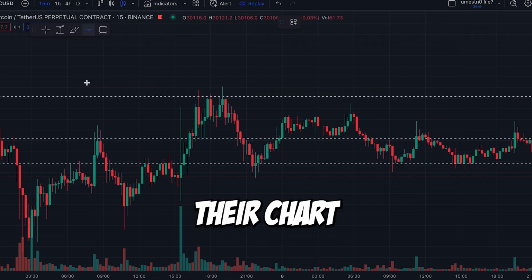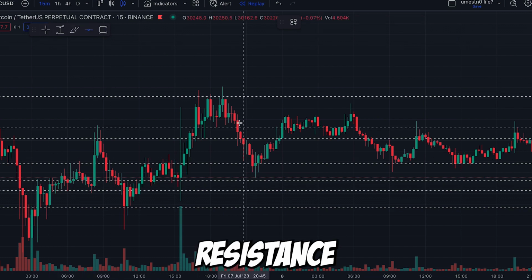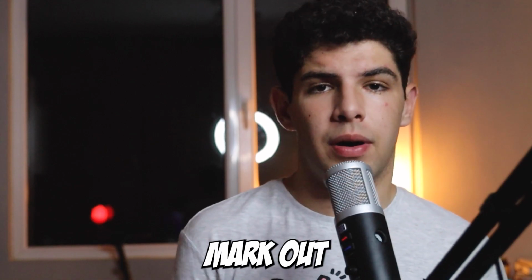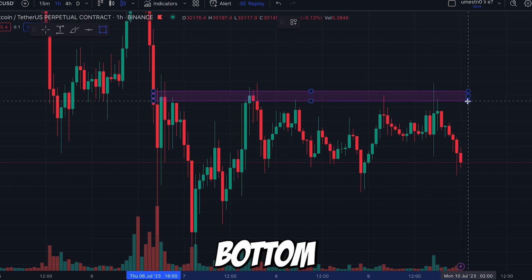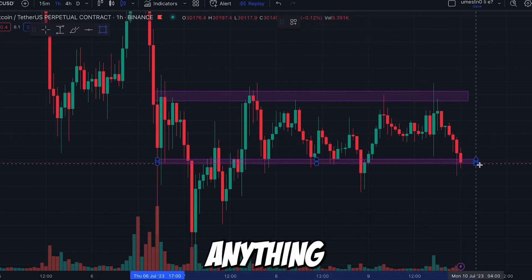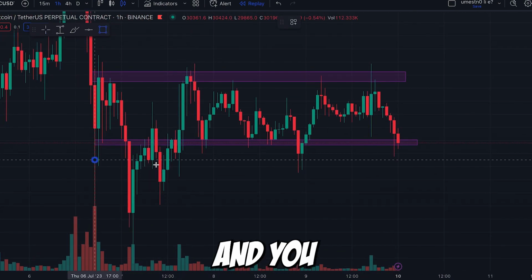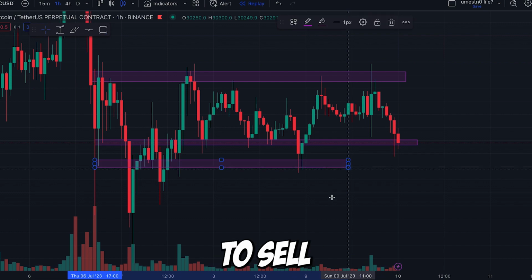The second thing we're going to talk about is actually a mistake that many traders make, and it is to fill their chart with too many key levels and too many support and resistance lines. What you should do is mark out the absolute top and bottom of the range, and also maybe 1 or 2 more levels. Anything more than that is more likely to confuse you rather than help you, and you wouldn't know where to buy and where to sell.